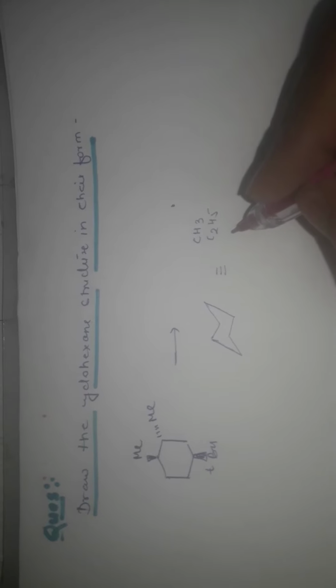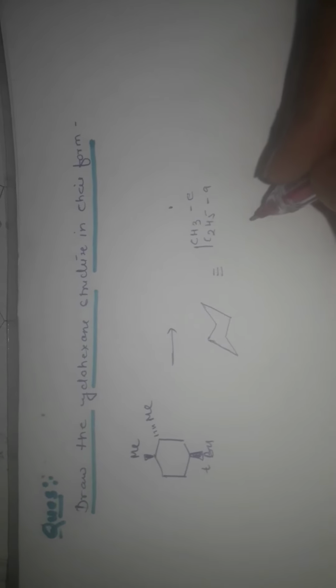This is cyclohexane. In this, the basic chemistry of this molecule, if the compound contains two groups, suppose CH3 and C2H5, what happens if anyone says you will draw this molecule with CH3 equatorial and C2H5 axial? So you should know about the axial and equatorial bonds.